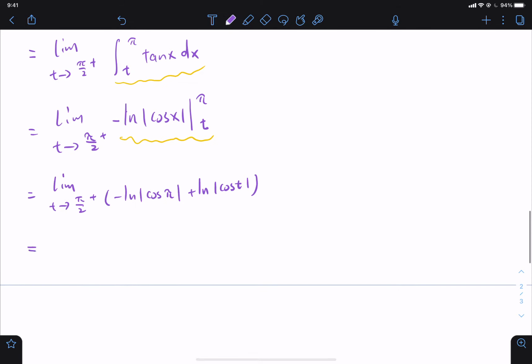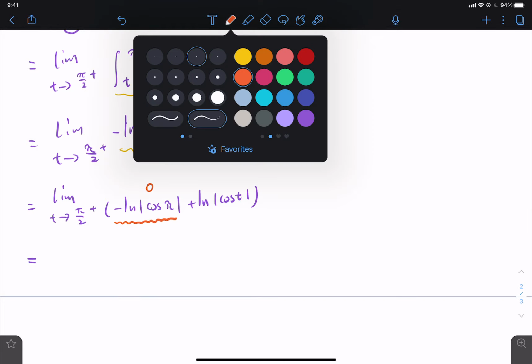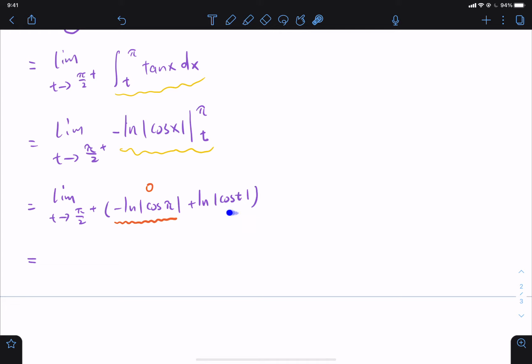And of course the first one there, that is equal to, I mean this one, cos negative pi, that is cos pi is equal to negative 1, and absolute value brings that to positive 1, right? So ln positive 1, that is 0, right? So we're purely dealing with the other guy here, that is this one, right?